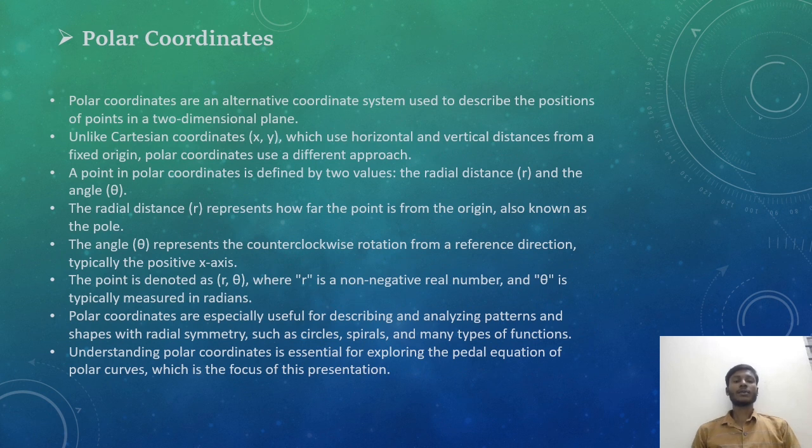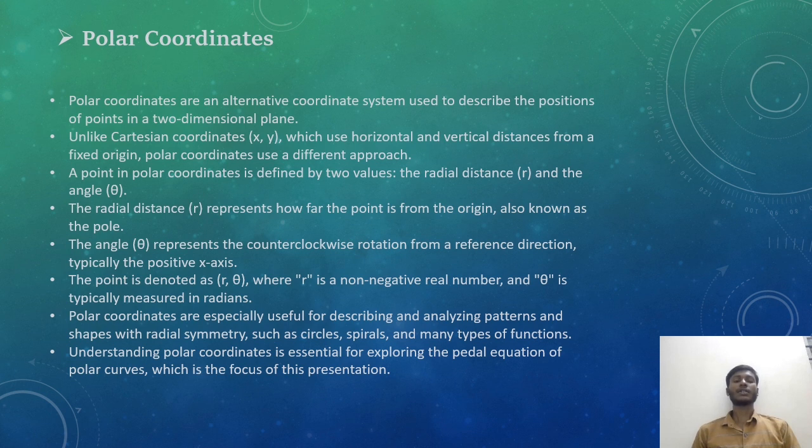Polar coordinates. Polar coordinates are an alternative coordinate system used to describe the position of points in a two-dimensional plane. Unlike Cartesian coordinates (x, y), which use horizontal and vertical distance from a fixed origin, polar coordinates use a different approach. A point in polar coordinates is defined by two values, the radial distance r and the angle theta.